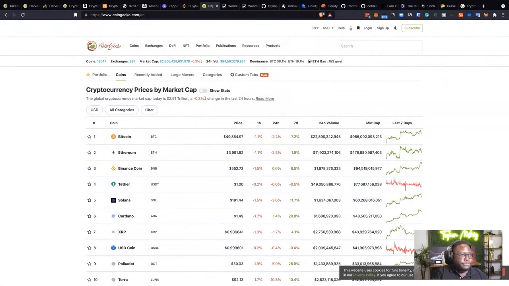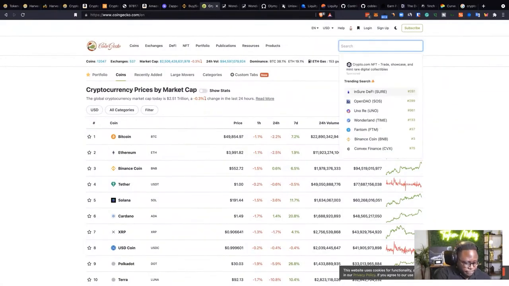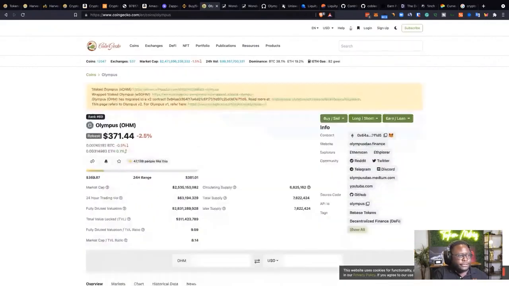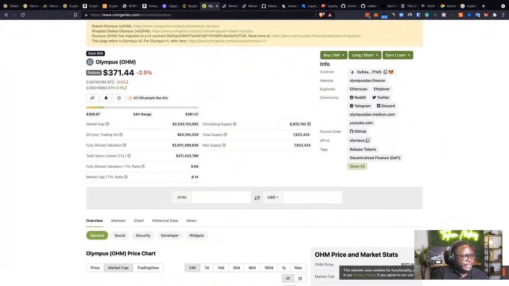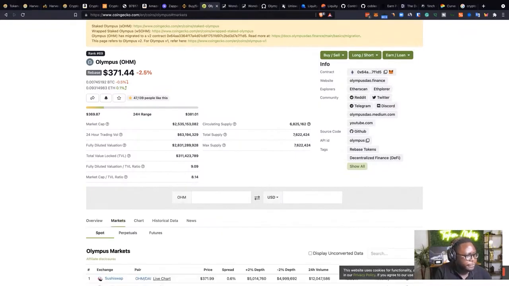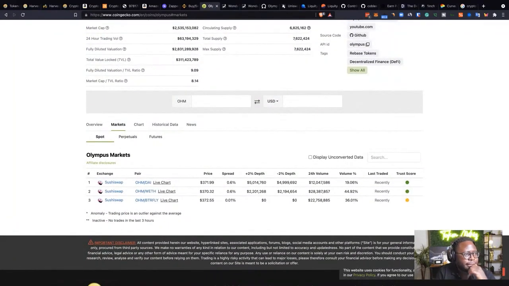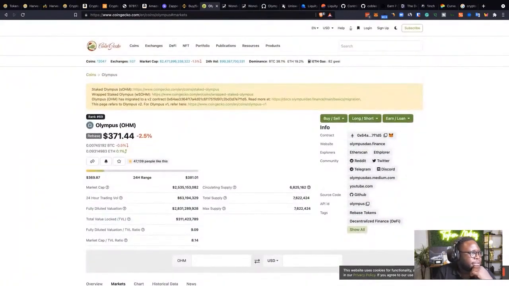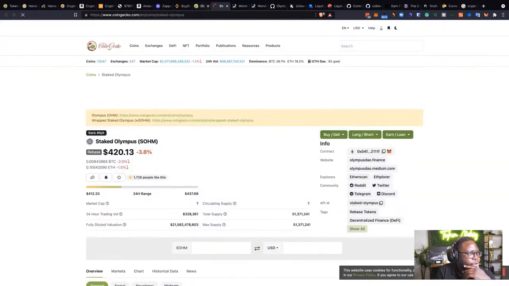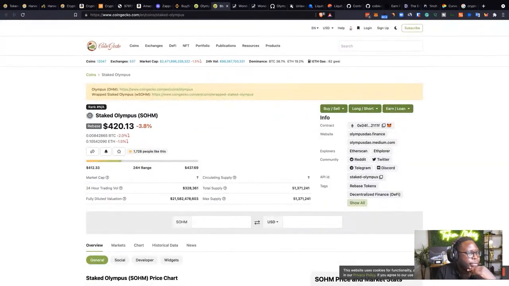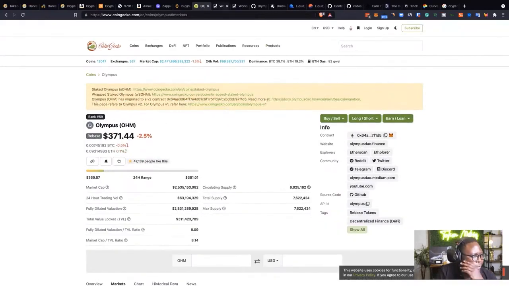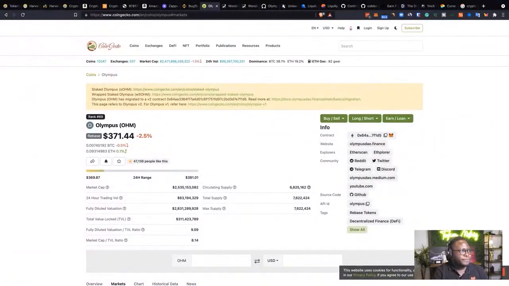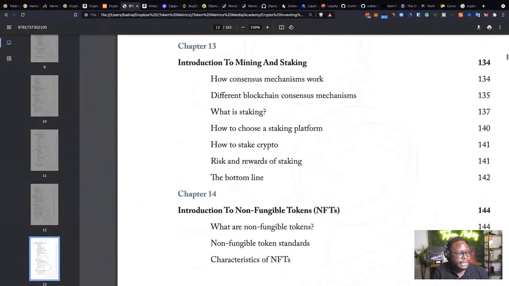So if we go to, for example, Ohm, right? Ohm is basically a reserve currency, and the trading volume has been pretty high, 63 million daily trading volume. Let me look at this real quick. Okay, it's saying to look at staked Ohm. Okay, that is not what I wanted. But anyway, that's DeFi 2.0 in essence, right? And that concludes mining and staking.